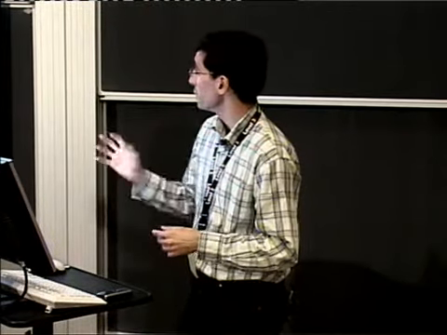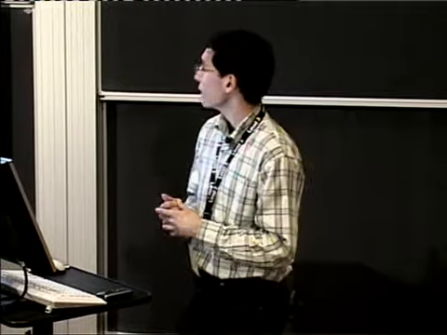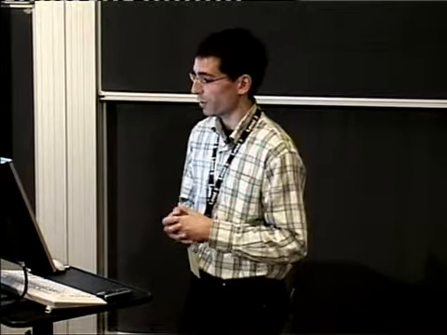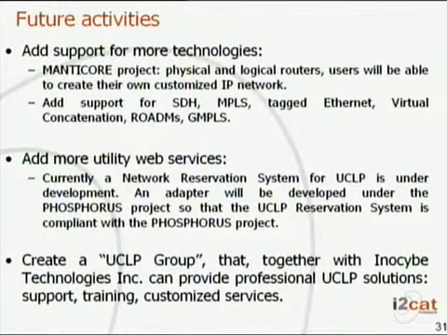In this activity right now, a network reservation system for UCLP is under development. An adapter will be developed so that this network reservation system is compliant with the Phosphorus project, in which the I2K Foundation is participating. And finally, we are starting to create a UCLP group that, together with Inocybe Technologies, which is the commercial arm, let's say, of our group, can provide professional UCLP solutions: support, training, customized service, and so on.